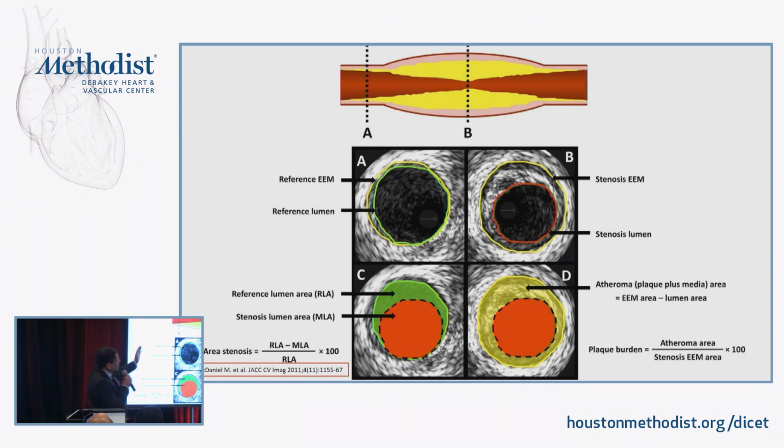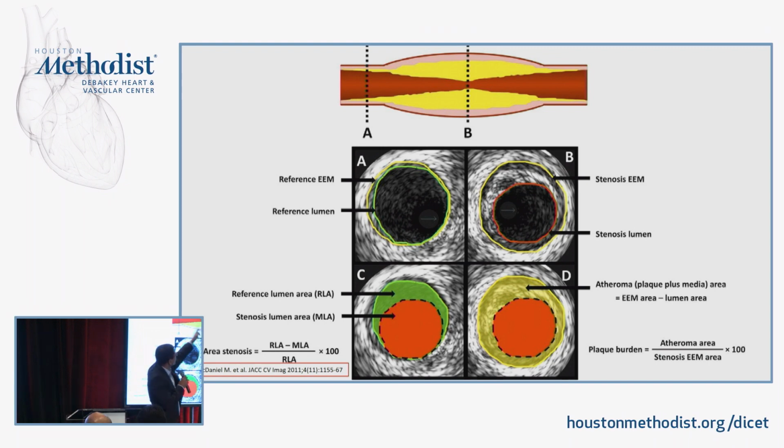So for example, if you made a pullback recording of the intravascular ultrasound, considering this as your reference, this is your area of maximum stenosis. At the reference area, which is A, you can have a plaque plus media, which is the EEM, external elastic membrane area, or lumen area. Most of the time, you will be using lumen area as a reference for your stent deployment, sizing of the stent.